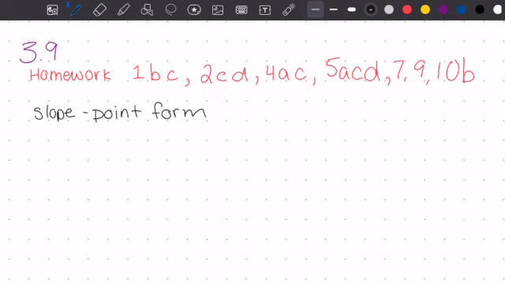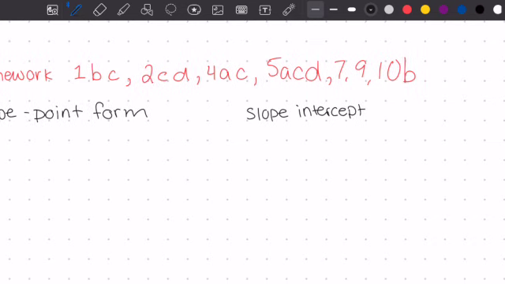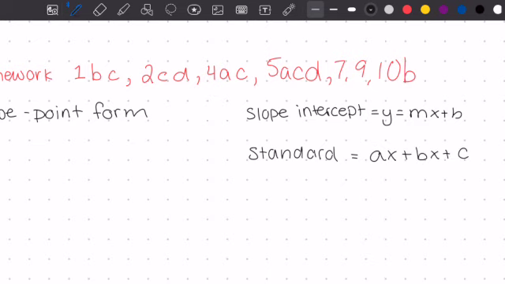So we've used slope intercept, which is y equals mx plus b. We've used standard, which is ax plus bx plus c. We've been able to go from one of these to the other one just by rearranging. That's all we need to do. And now we're going to look at slope point form.